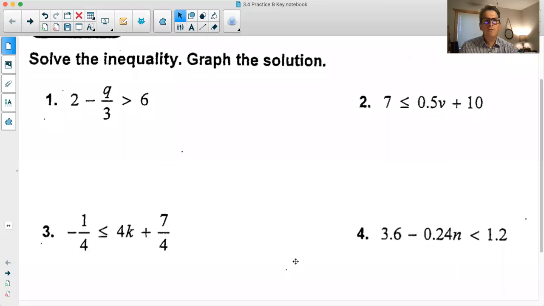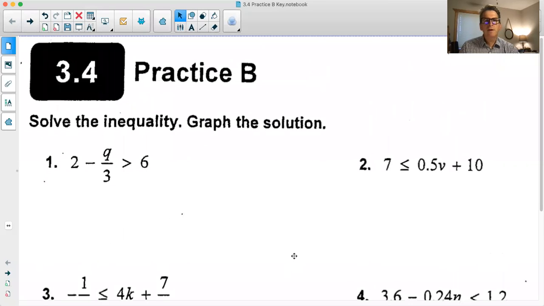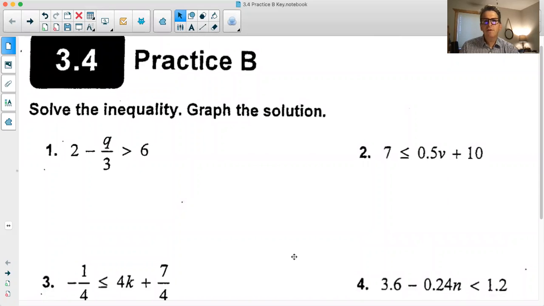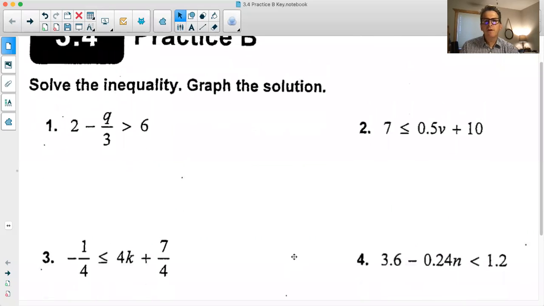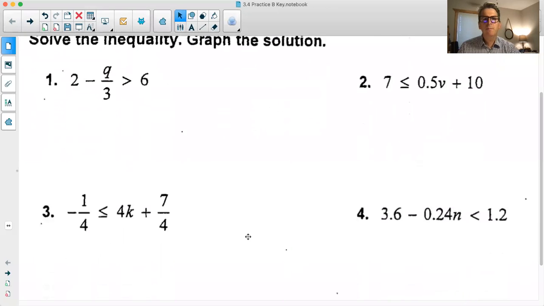So basically we have 3.4 practice B in front of me, and I'm going to go through the entire sheet. If you were not assigned some of these, just be patient. I'm not going to do multiple videos for different classes, but this is 3.4 practice B.